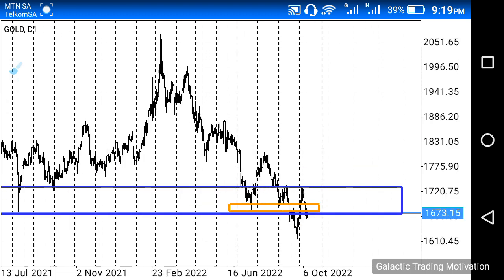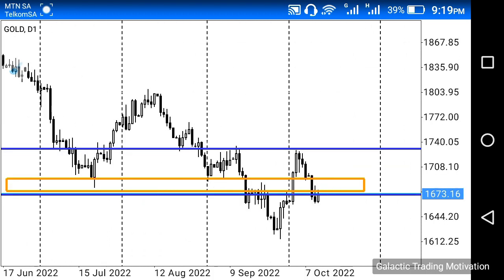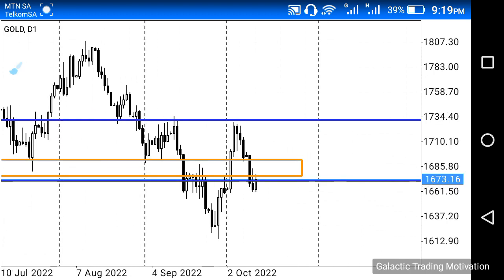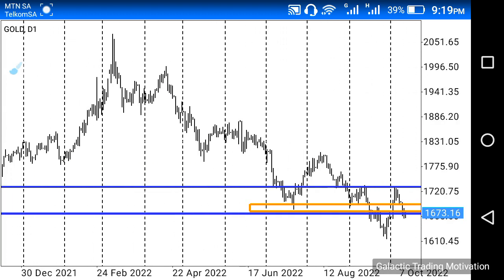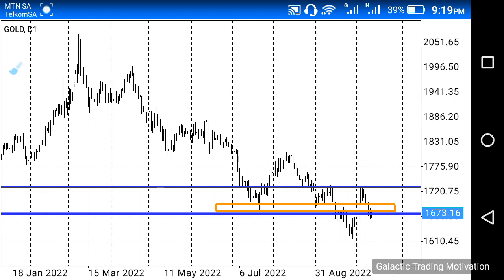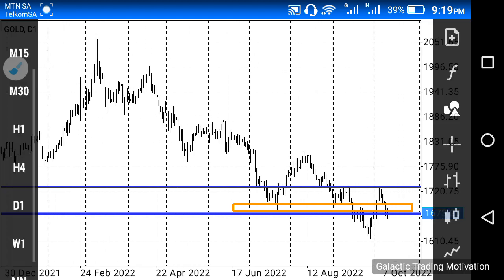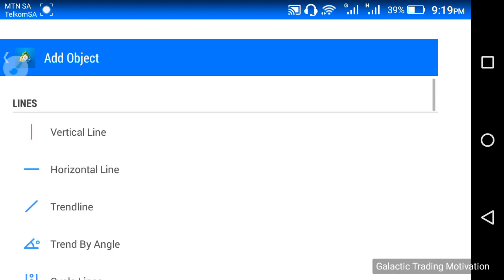So here we are on the daily chart. Let's have a look. What do we see on the daily chart? In fact, before we continue, I just want to start off by adding my daily channel, so just bear with me while I do so.